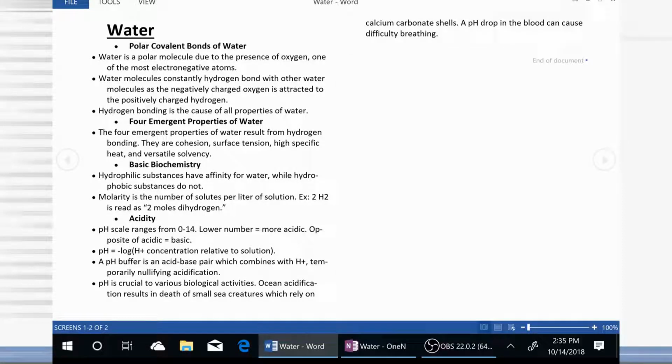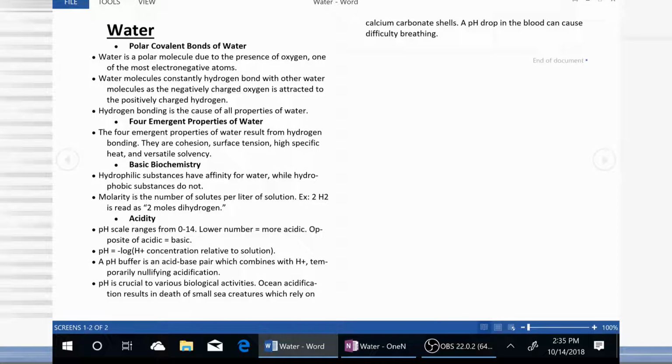Today we're going to be discussing water and its relationship to biology. So we have four themes that we're going to be covering today: the polar covalent bonds of water, the four emergent properties of water, basic biochemistry, and acidity. So let's start off with our first theme, polar covalent bonds of water.